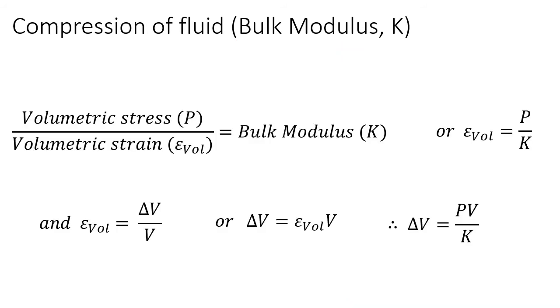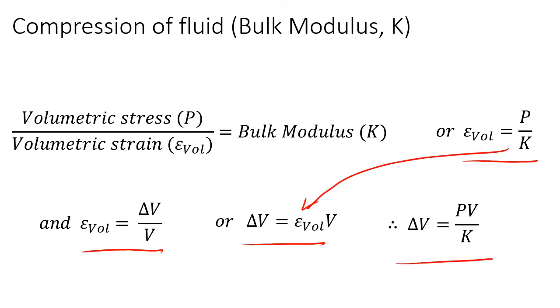Our definition of bulk modulus then is our volumetric stress over volumetric strain. So K equals P over epsilon, and we can rearrange that to give us our volumetric strain here, knowing that volumetric strain is change in volume over original volume. Rearranging for our change in volume and substituting our P over K in for our volumetric strain, we can work out the change in volume of a fluid due to a pressure P as being the pressure times the original volume divided by its bulk modulus.